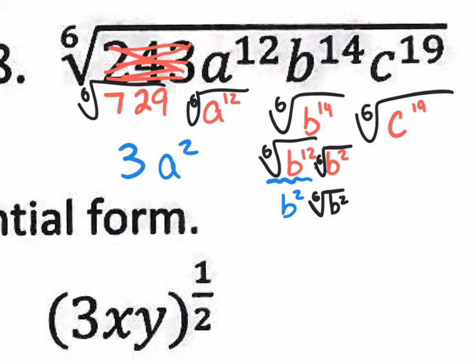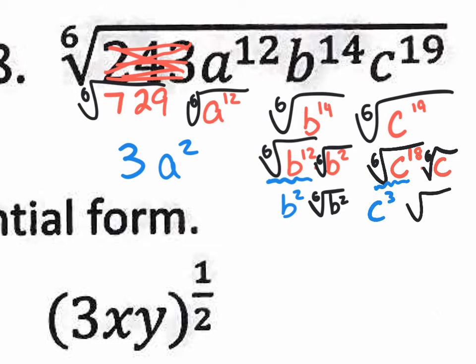Now let's do the same for this last one over here. The 6th root of c to the 19th. 19 is not divisible by 6. So I'm going to rewrite this whole thing with multiplication to get something that is divisible by 6. So I'm going to rewrite it as c to the 18th times c. That's really the same thing as c to the 19th. So now I could split the 6th root, and I could do the 6th root of c to the 18th, that is c to the 3rd, and the 6th root of c, that's just going to stay the 6th root of c.